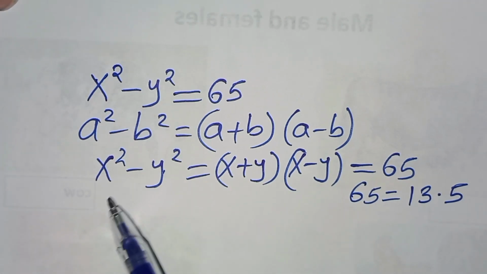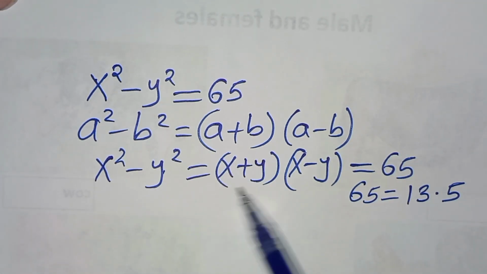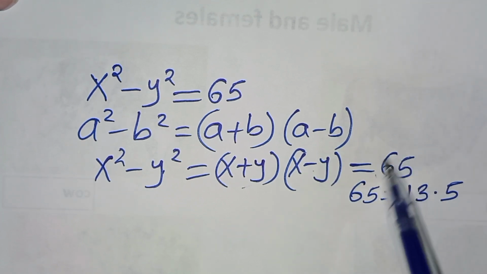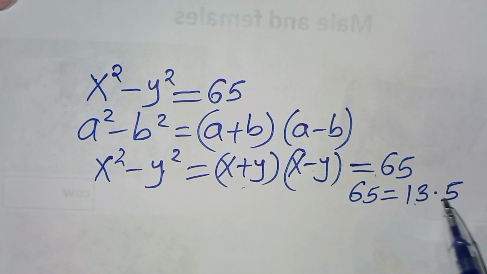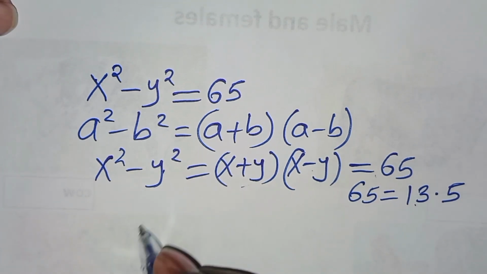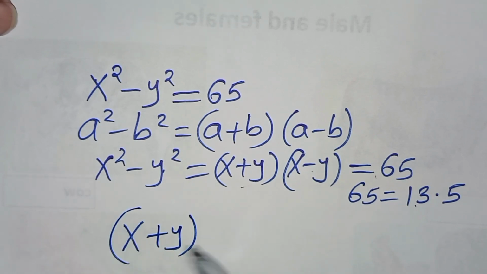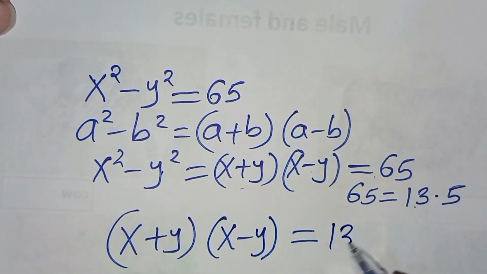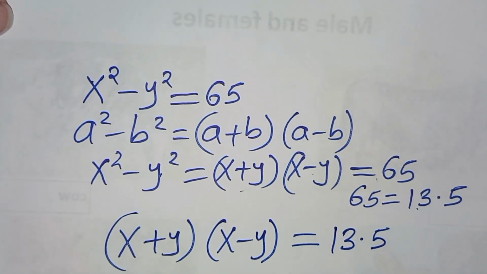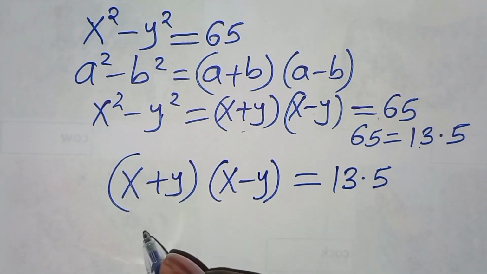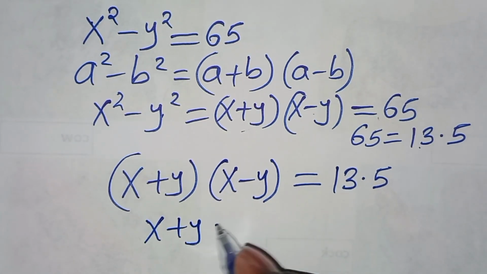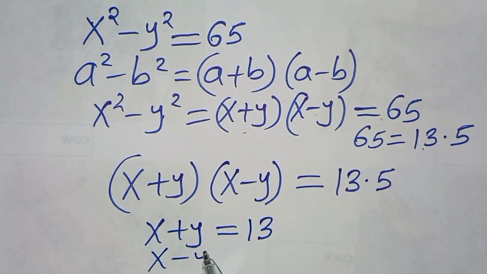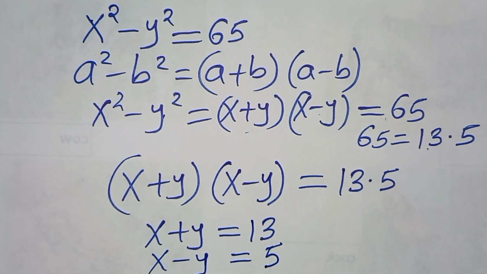The next, we have that x squared minus y squared, we can express this as x plus y, x minus y, this is equal to 65. We can express 65 as 13 multiplied by 5. So here we have x plus y, x minus y, this is equal to 13 multiplied by 5. So in this case, we'll have x plus y, this is equal to 13, and here we'll have x minus y, this is equal to 5.